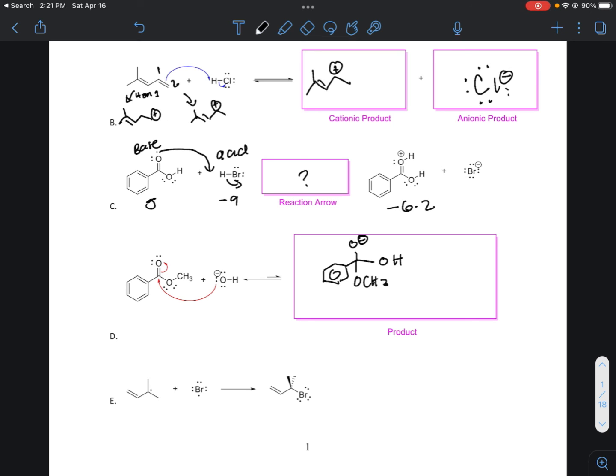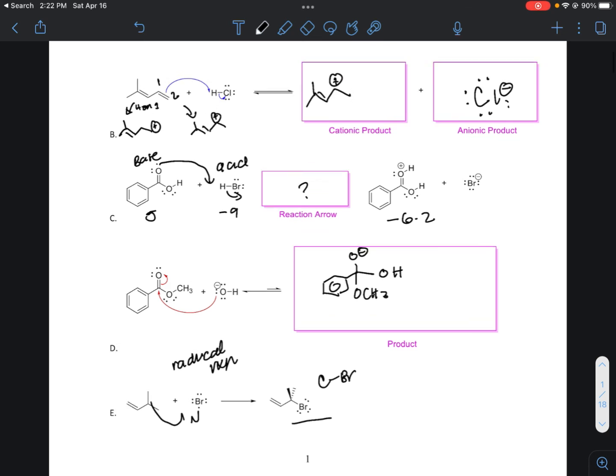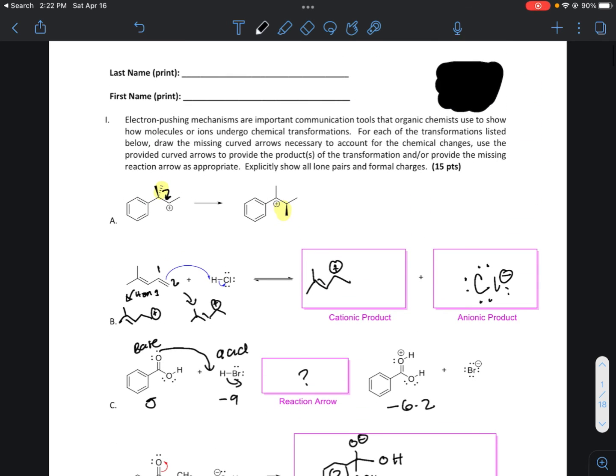Let's finish up with E. E is a radical reaction. It seems like we're going to form a carbon-bromine bond just by looking over here. Based on that, we're going to take this, form this, and we are going to get this as our product. That is pretty much all I have for you guys today.